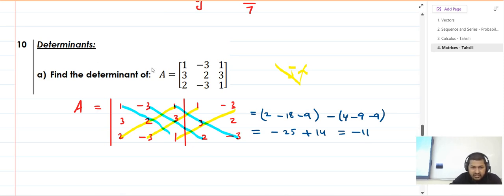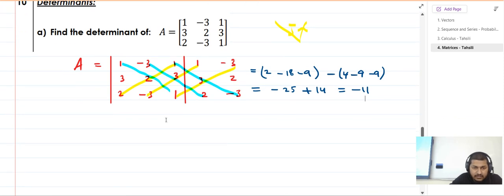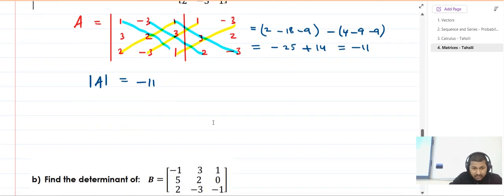So what's the determinant of this? Negative 11. In other words, if you want to write it, the determinant of A is equal to negative 11. That's how you write it. The vertical lines mean determinant of A. Moving on to the next question.